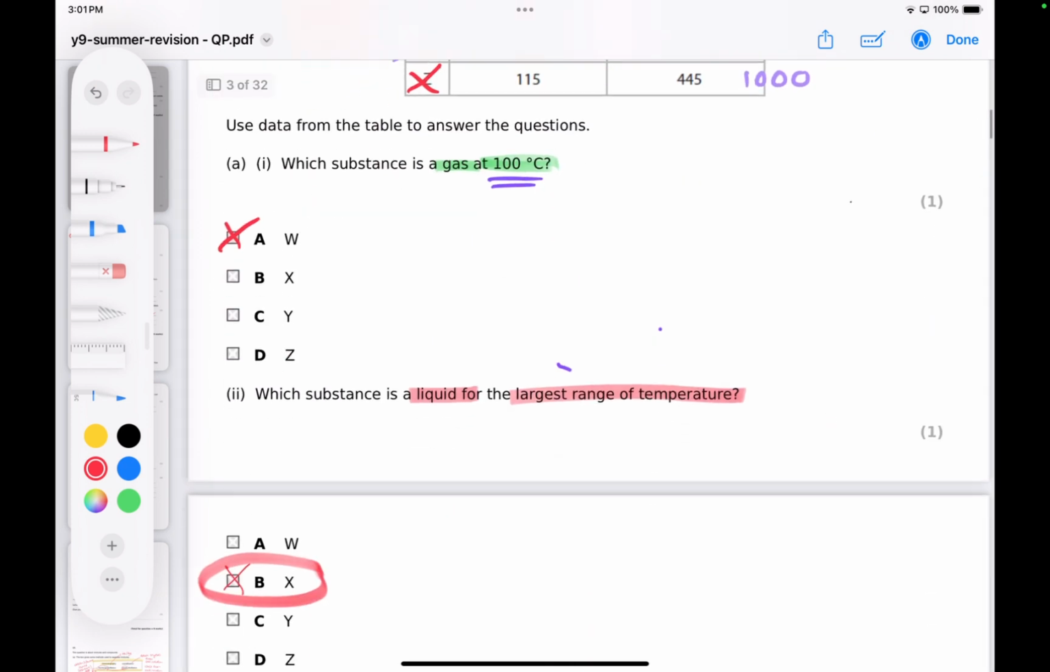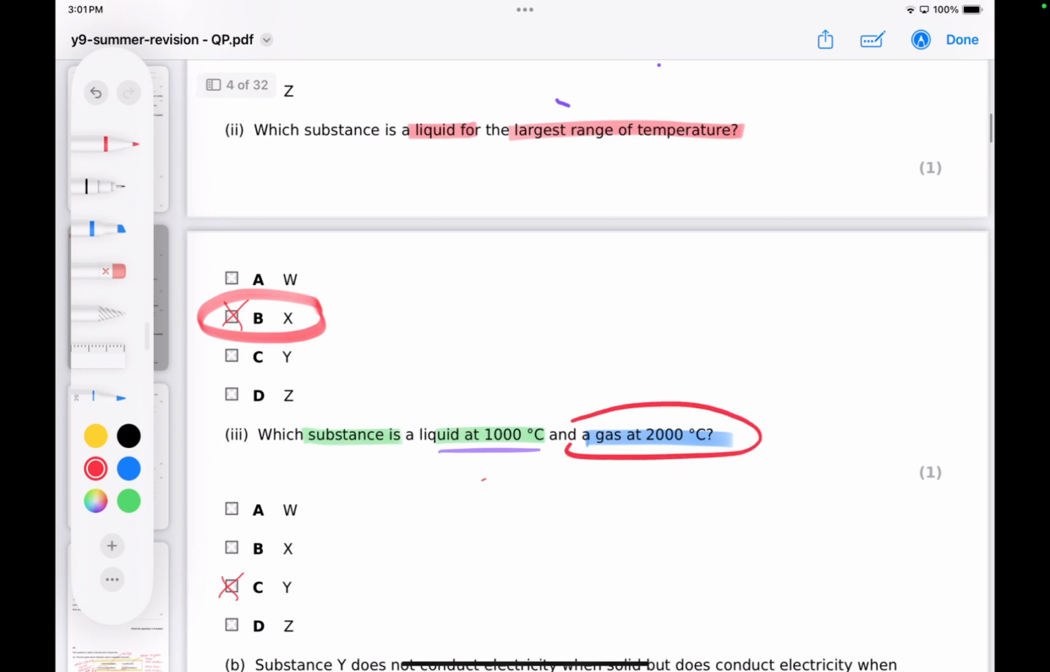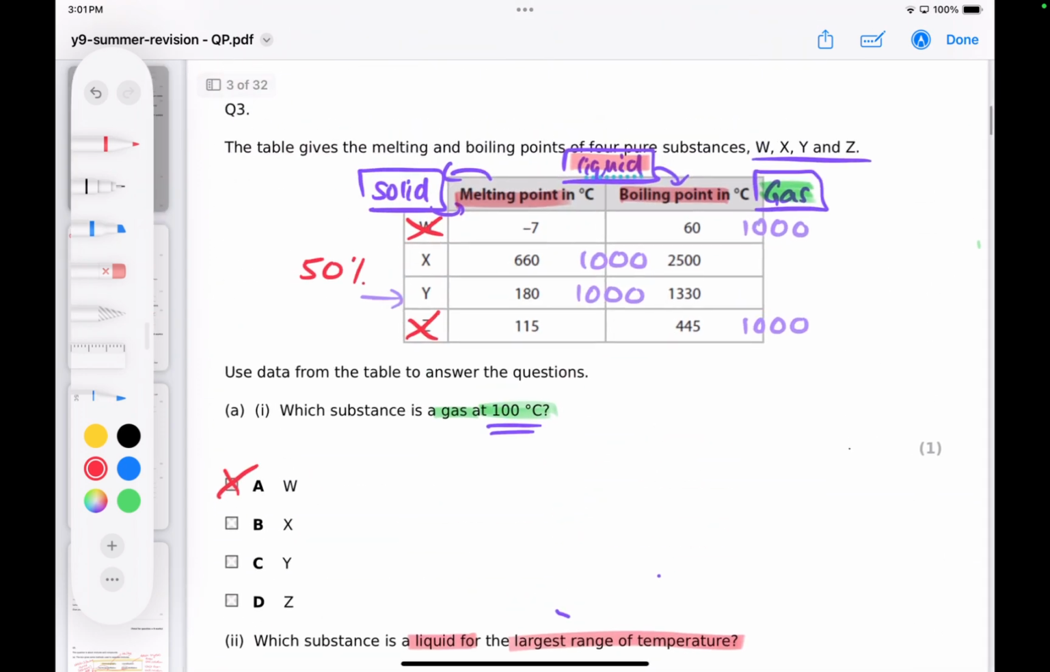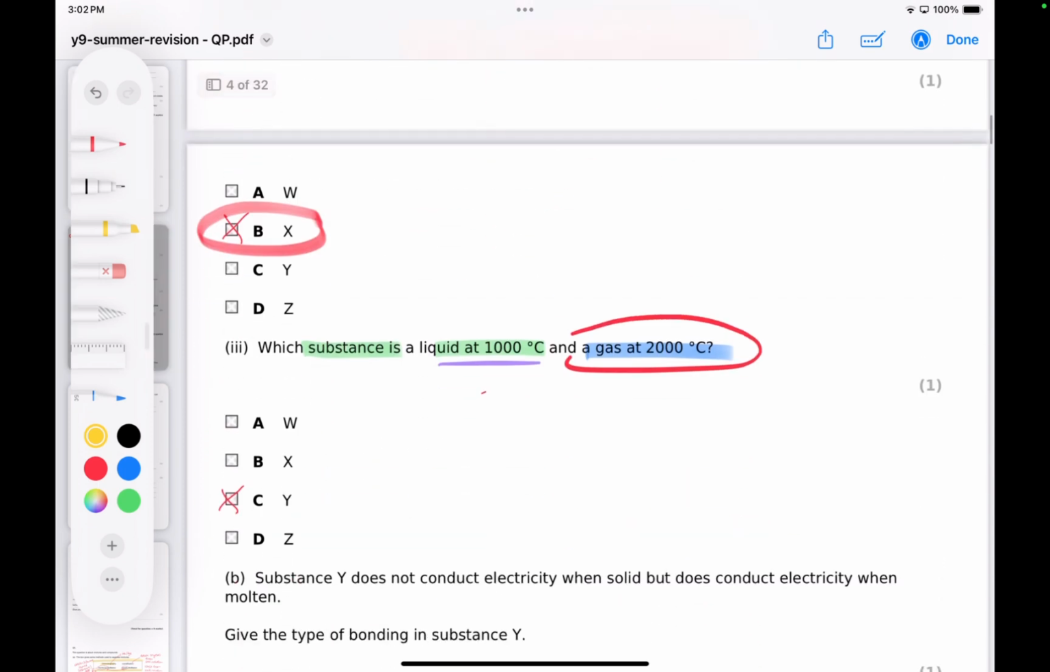But there's a second part to this question, and we are looking at a gas at 2000 degrees Celsius. So where can I fit in my value of 2000? For W, 2000 will be after 1330, whereas for X, 2000 again exists in a liquid state. So the only one that fits my criteria would be Y, because at 1000 it exists as a liquid, and at 2000 it exists as a gas. So Y would be our answer.